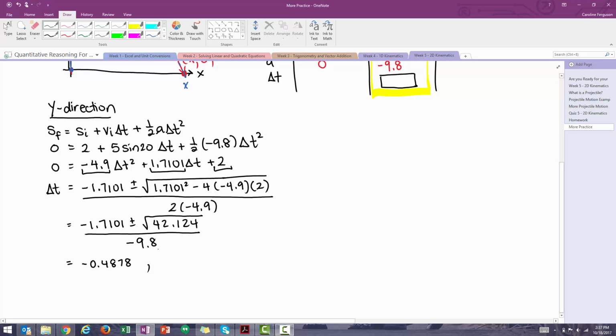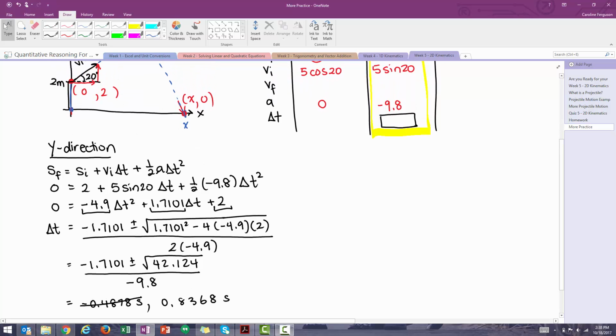And then I'm going to do the same thing again, but this time with the minus sign. So negative 1.7101, minus the square root of 42.124 equals, I get negative 8.2. I'm dividing that right away by negative 9.8 equals 0.8368 seconds. Okay, so these are both in seconds. This is time. It makes no sense to have a negative time, so I'm just going to cross that answer out. And so my real answer is just 0.8368 seconds.